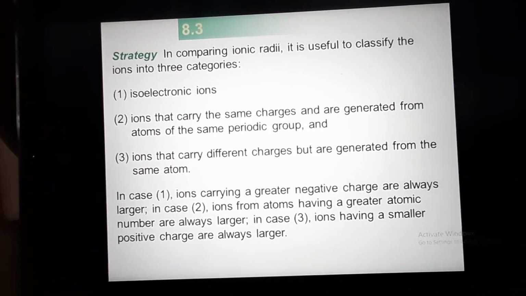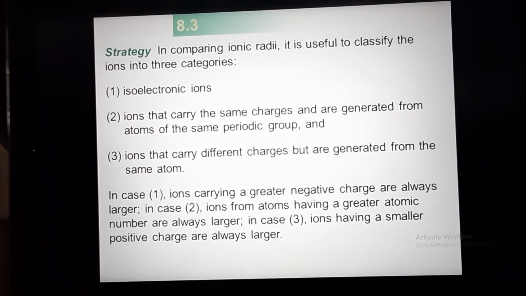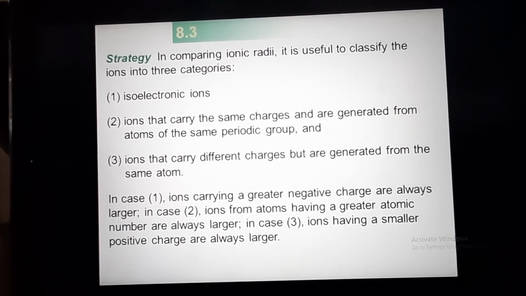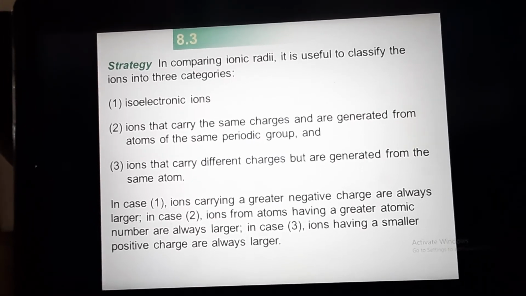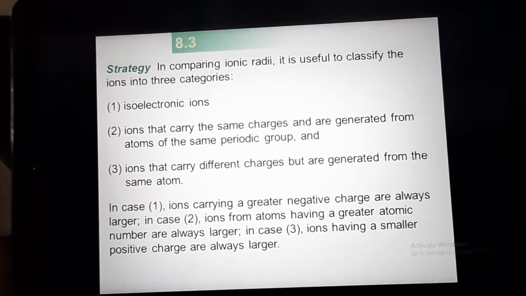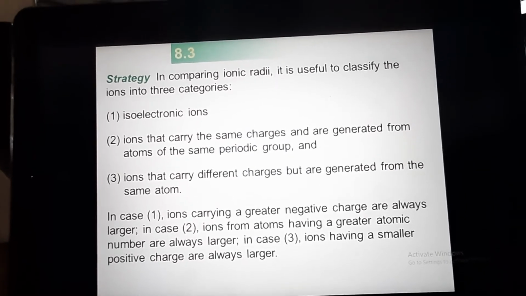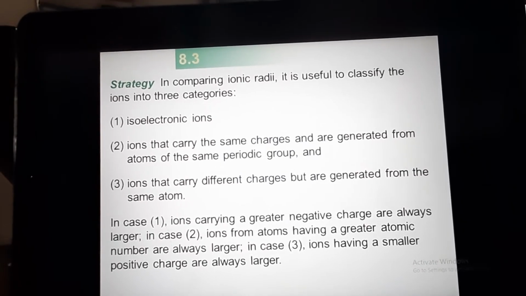So in case 1, ions carrying a greater negative charge are always larger. In case 2, ions from atoms having greater atomic number are larger because they have more protons. And in case 3, ions having smaller positive charge are larger.